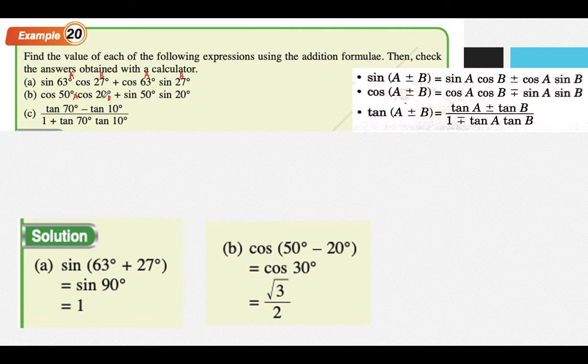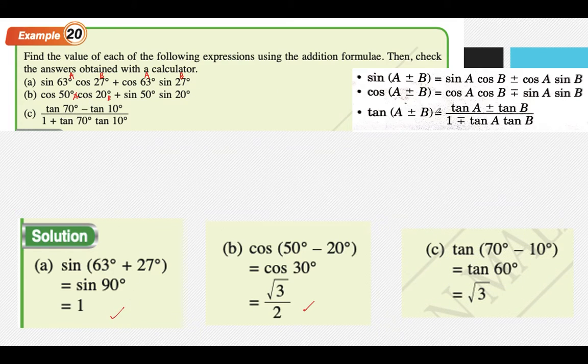So A is 50, B is 20. And if here plus, here will be minus. If sine plus, here will be plus. If cos, terbalik one, plus, it will be minus. So 50 minus 20, 30. So this is the answer. Okay, C.